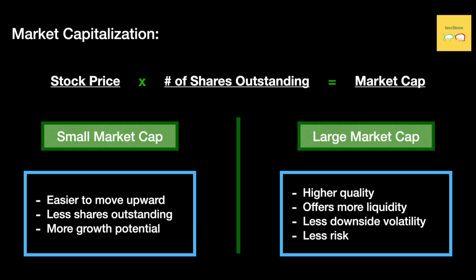However, companies with larger market caps are of better quality and also have greater liquidity as they have typically more trading volume. In addition, because it takes so much buying pressure to move the price up, the same applies for selling pressure to bring the price down for large market cap stocks. There's less downside volatility and less risk involved in these investments.